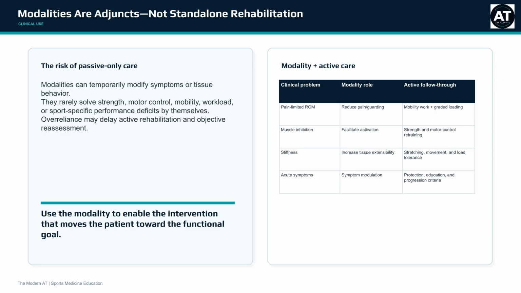Stiffness may respond to warming or other extensibility strategies, but gains are preserved through movement and load tolerance. In acute presentations, symptom modulation may be appropriate, while protection, education, and progression criteria guide activity. Passive-only care risks temporary relief without solving the performance deficit.